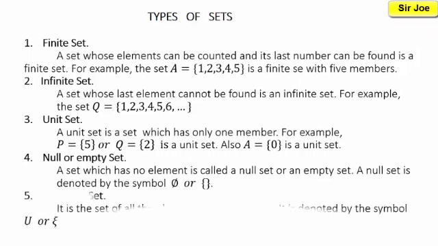Now let's move on to the fifth one, the universal set. The universal set here is the most important of all. We'll be using it through and through as we go on, so take note of that. It is a set of all the objects under discussion. It is denoted by the symbol U or E. The universal set is the mother set of all the sets.